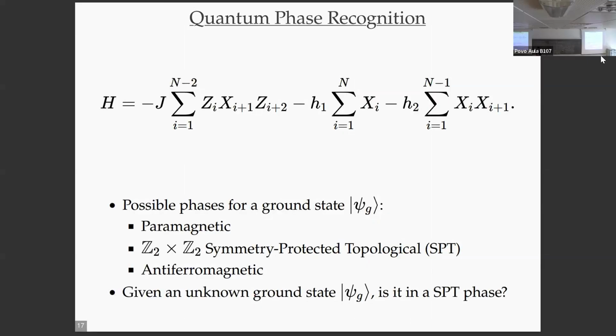We also tried some other applications. So, trying to find an ansatz to perform quantum phase recognition. This is a cluster-Ising Hamiltonian. We know the ground state can be in one of three possible phases: paramagnetic, antiferromagnetic, and symmetry-protected topological. So we want to find a quantum circuit, in this case, that tells you whether an unknown ground state is in the SPT phase or not.